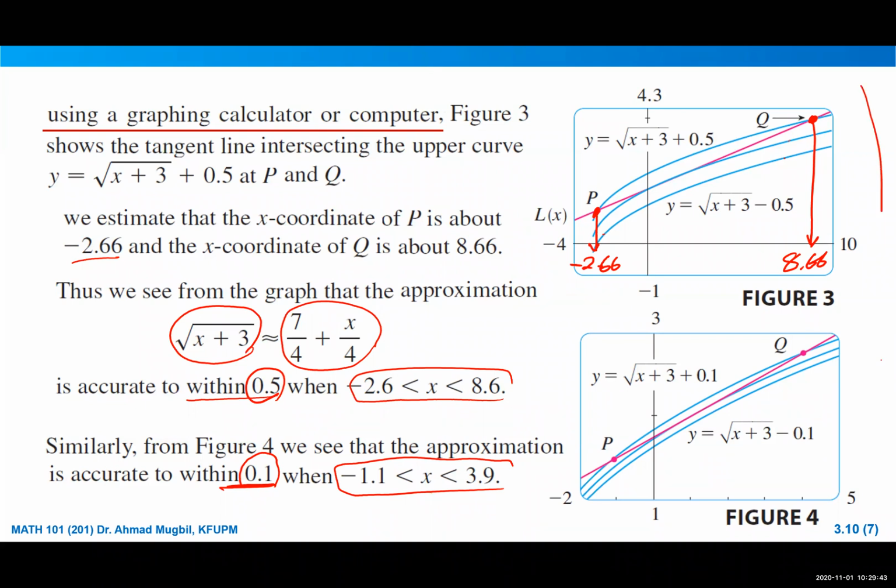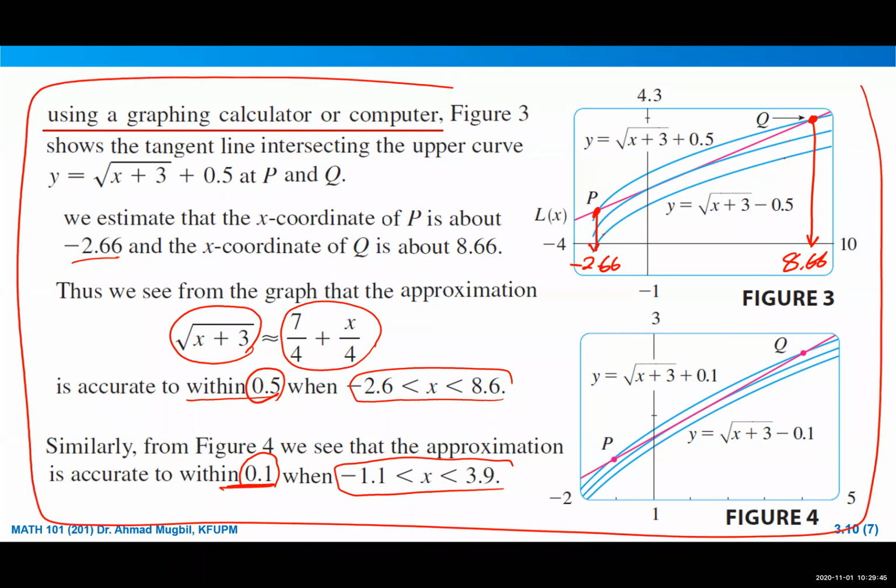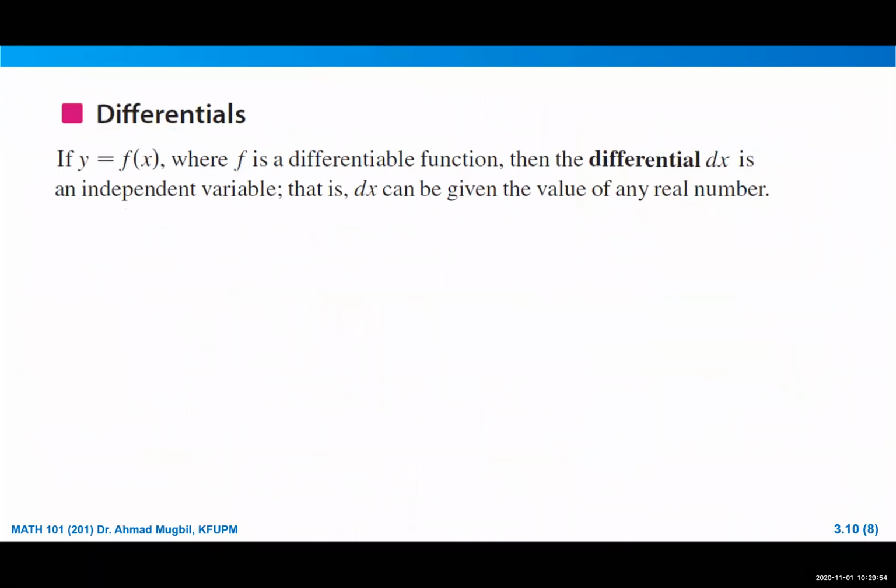Again, shabab, this is of course not included in the exams, and we will not ask you to use a graphing calculator. If you have a question like this, you will be able to do it manually without any help of calculators.